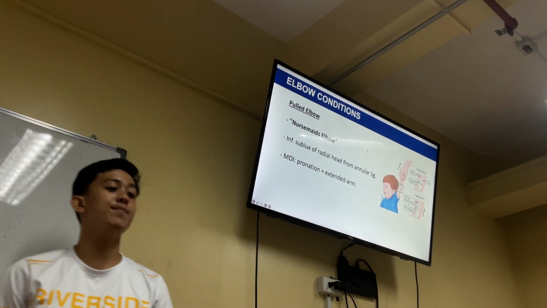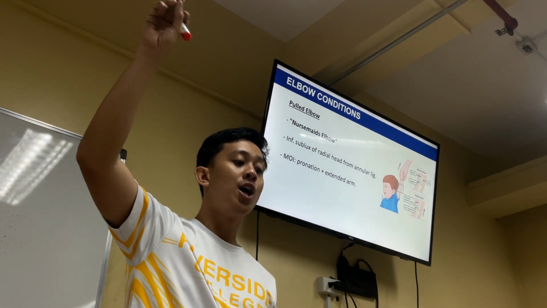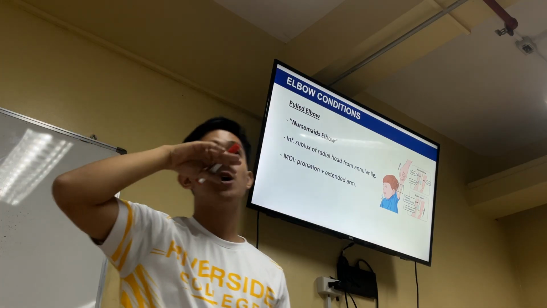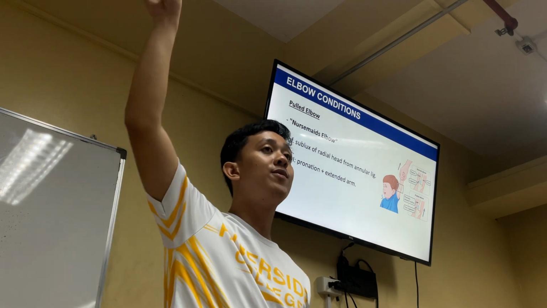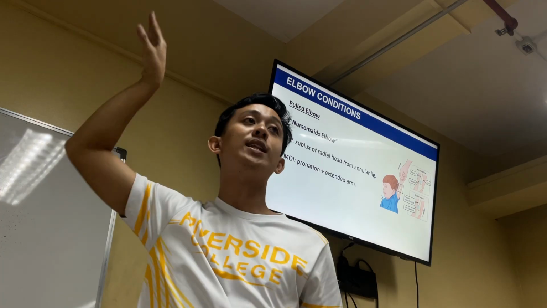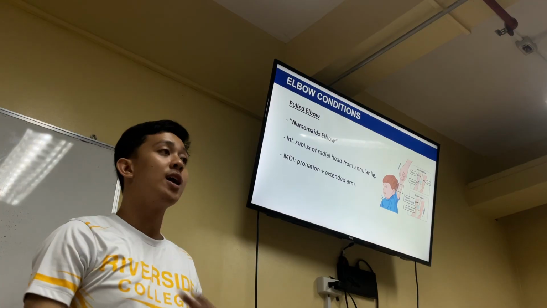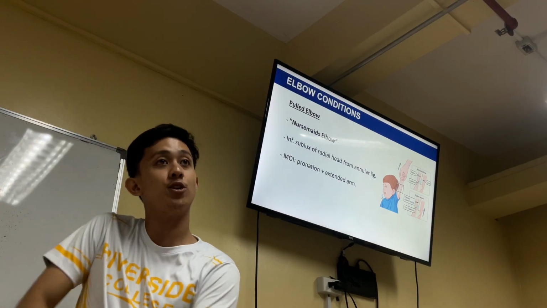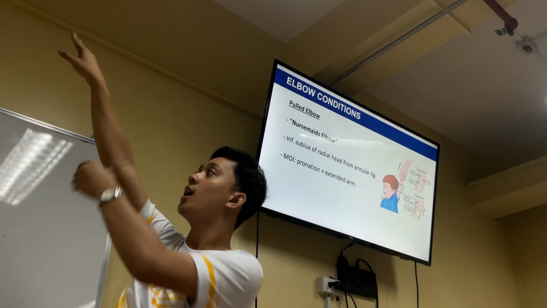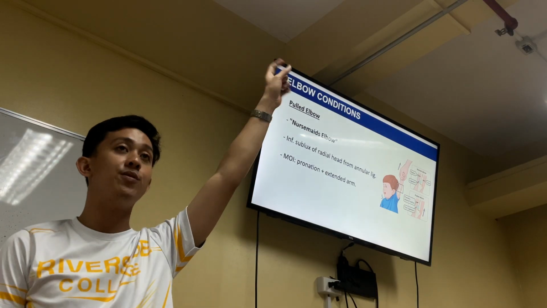I just included pulled elbow or nursemaid elbow since usually there is inferior subluxation of your radial head from your annular ligament. I included this one under your radial head dislocation. So the mechanism of injury is usually a pronated and extended arm. Even if you put it back in the anatomical position, it is still inferior. If you push it, the radial head will still move inferiorly. That's why it is an inferior subluxation of your radial head.